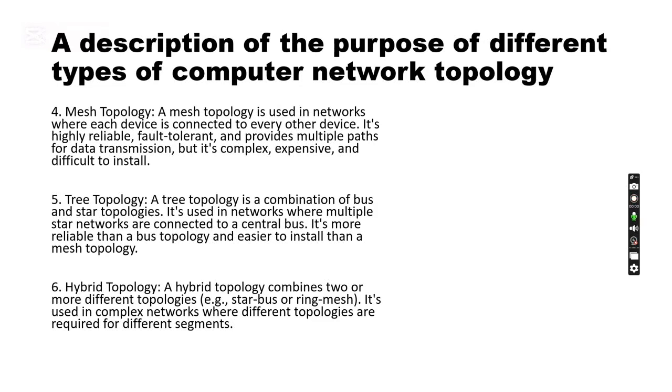Tree topology. A tree topology is a combination of bus and star topologies. Hybrid topology. A hybrid topology combines 2 or more different topologies.